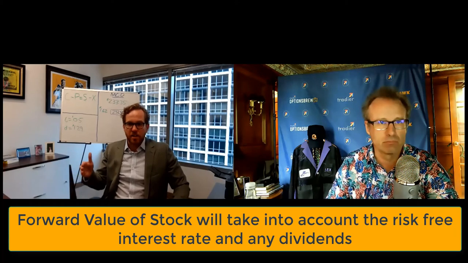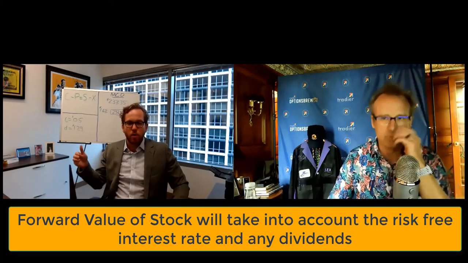To the extent that the stock is paying a dividend, you have to take that into account for the forward value, because option holders don't get the dividend. Stockholders get the dividend, but a dividend shouldn't be included in the price of an option. The forward value of the stock will reflect the fact that that dividend has been paid prior to expiration.